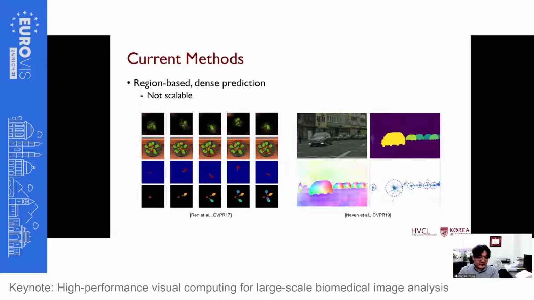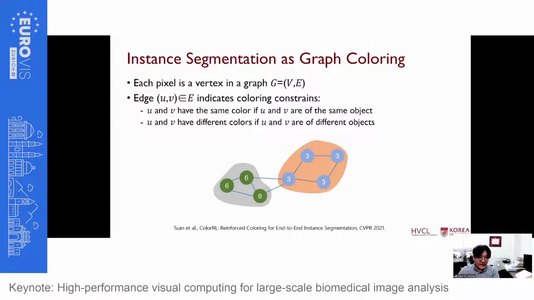The current methods either detect objects one by one or use some intermediate predictions, but the main idea we propose here is based on graph coloring. Tuan, who is the first author of this paper, will be presenting this work next week at CBPL. The main idea is that we treat segmentation as graph coloring. If pixels belong to the same object, they have to be assigned the same color. If they belong to different objects, we assign different colors. So we build a graph and assign different colors. Basically, that's the idea.